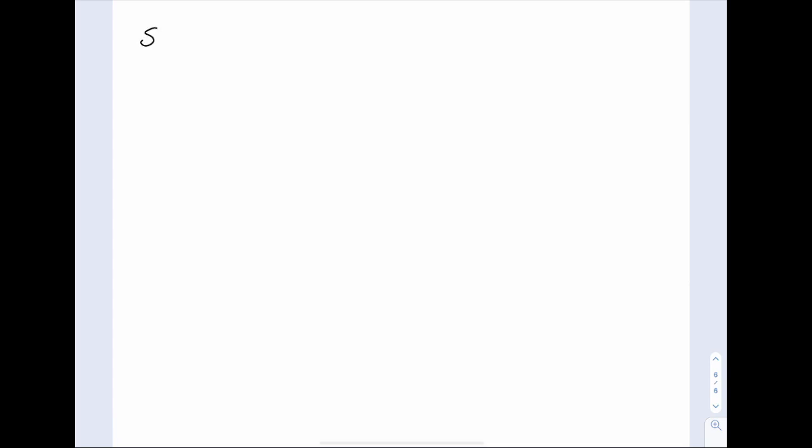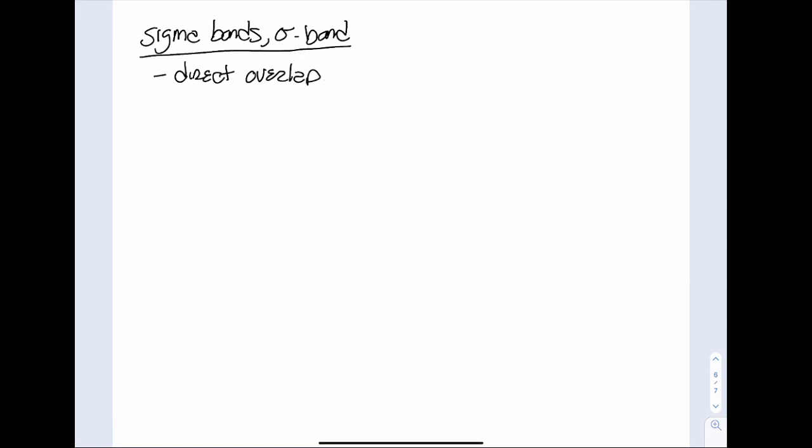So a sigma bond first. So sigma bonds, and then we'll use our lower case Greek letter sigma. So sigma bond as our abbreviation. And these are considered the direct overlap. Sometimes it's called end-to-end. I usually use the term direct, but in the homework you may see end-to-end.